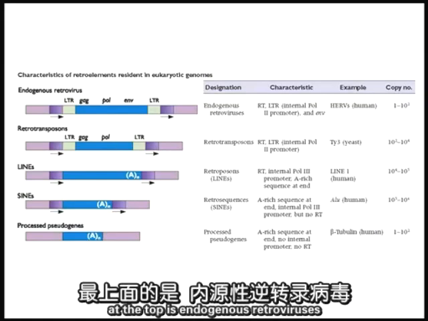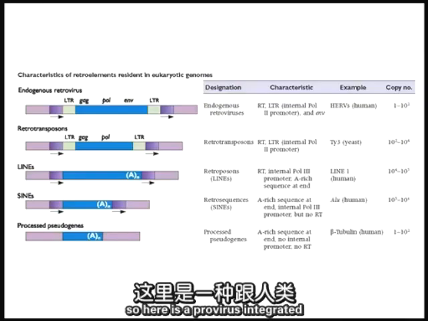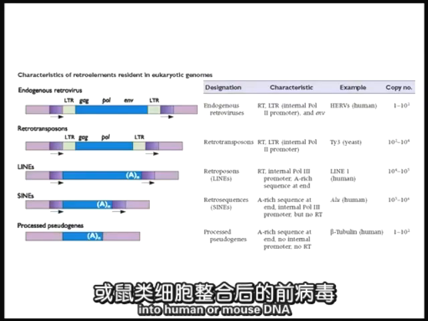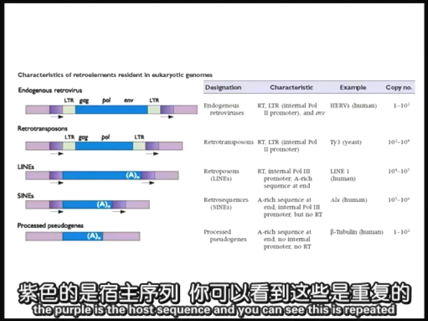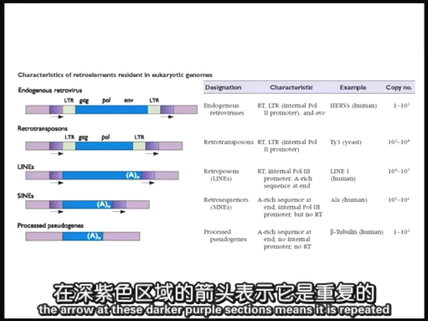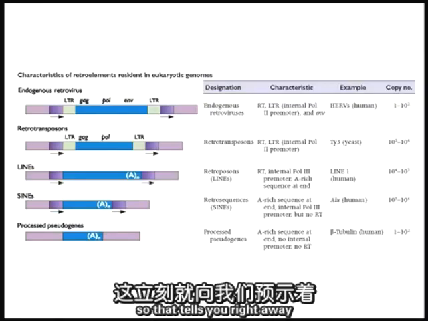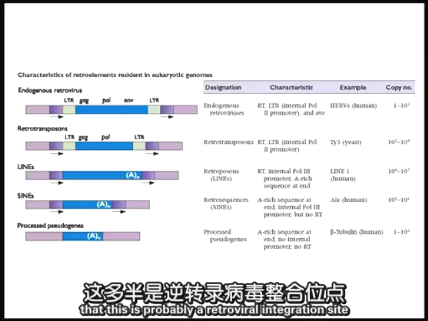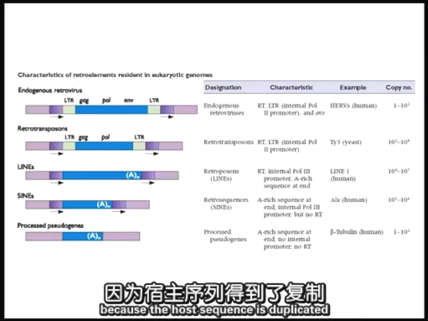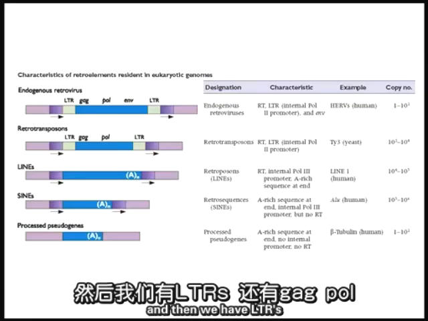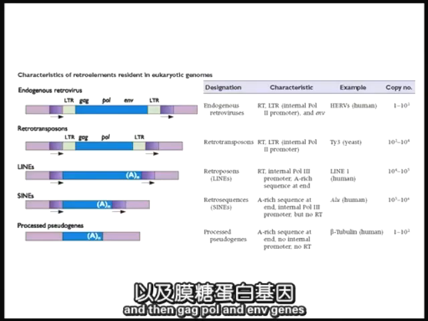At the top is endogenous retroviruses. So here is a provirus integrated into human or mouse DNA. The purple is the host sequence, and you can see this is repeated. The arrow at these darker purple sections means it's repeated. So that tells you right away that this is probably a retroviral integration site because the host sequence is duplicated. And then we have LTRs and then gag, pol, and env genes.